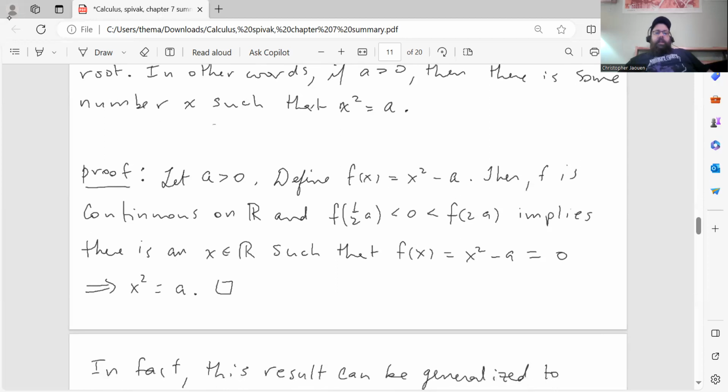So here, let a be greater than 0. Define f of x equal to x squared minus a. Then f is continuous on R. And notice that f of 1/2 a is less than 0 is less than f of 2a. And that implies that there's an x in the real numbers such that f of x equals x squared minus a equals 0. Therefore, x squared equals a. So every real number has a square root. Sorry, every positive real number has a square root.